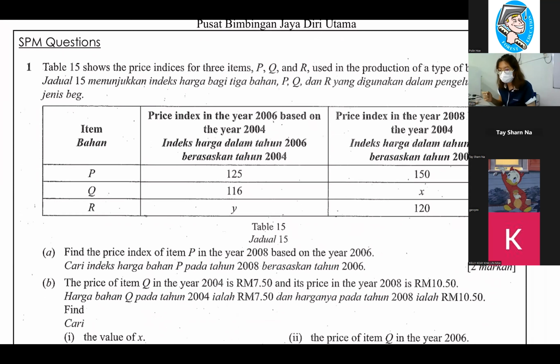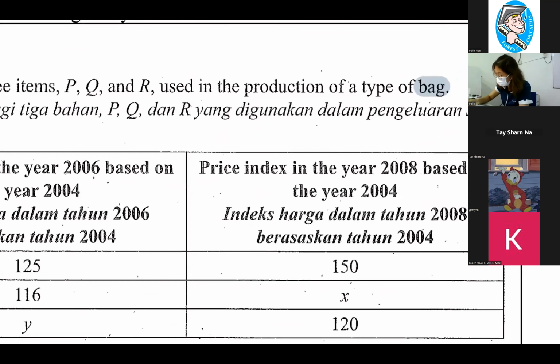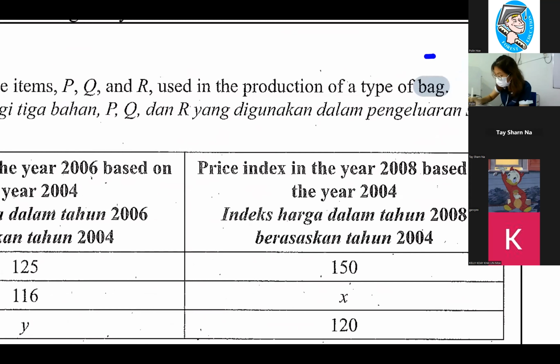These are real SPM questions, past year, but very, very old past years. So the table shows the price indices for 3 items, P, Q, and R, used in the production of a type of bag. The final product, 最后你会得到的是 bag. When they ask you to find the price index of bag, then it is I bar. 因为你的 final product 是 bag 嘛。That's why when they say find the price index for the bag, this is I bar. Find the price index for items P, Q, or R, that one is I only.